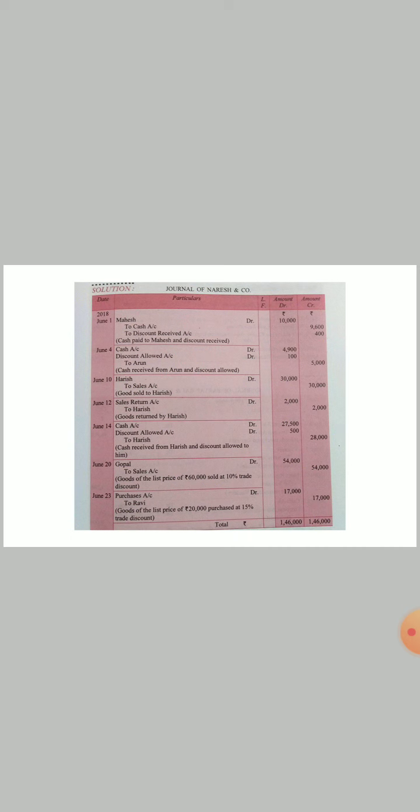So trade discount will be deducted but not recorded, but if this is cash discount, it will be shown separately. If we are receiving discount, it will be credited, and if we are allowing discount, it will be debited. So these were some questions based on trade discount and cash discount, as well as compound journal entries. In the next video, we will further add on to the topic.